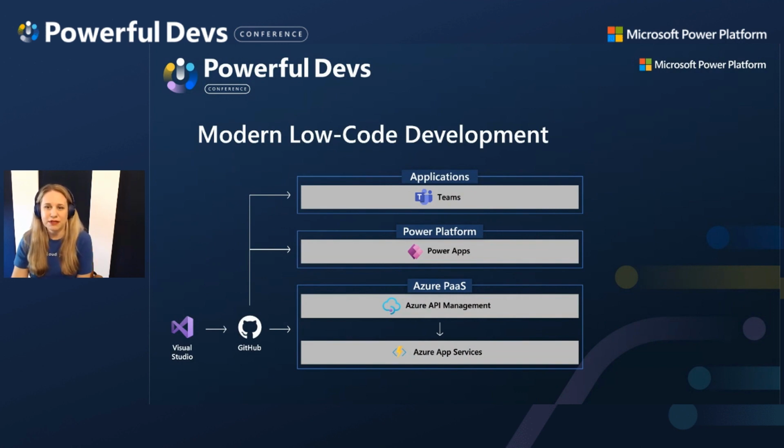So I want to talk a little bit about what modern low code development looks like. On the left here, we've got Visual Studio. That could be Visual Studio Code. That really could be your IDE of choice. GitHub, your revision control. And these are my professional developer tool set right here on the left. These are the things I'm comfortable with as a professional developer.